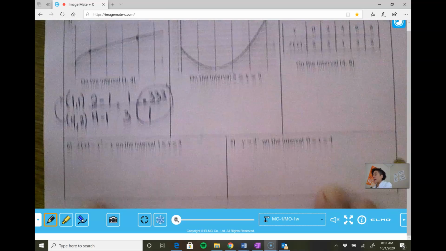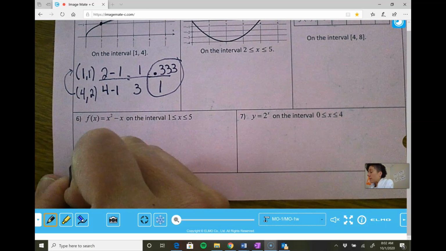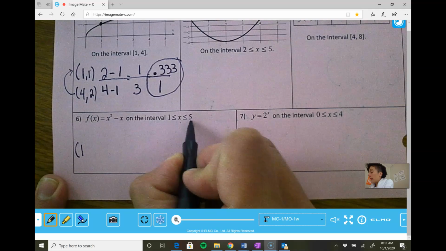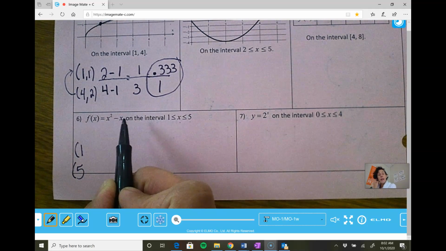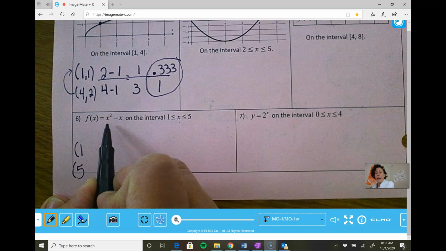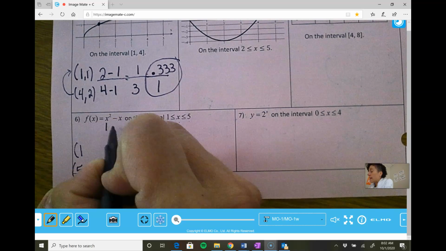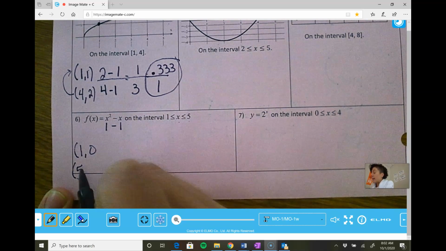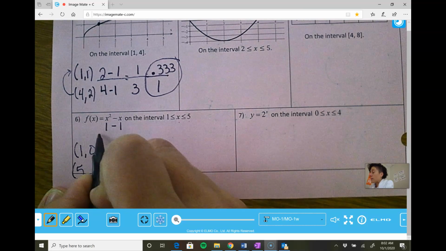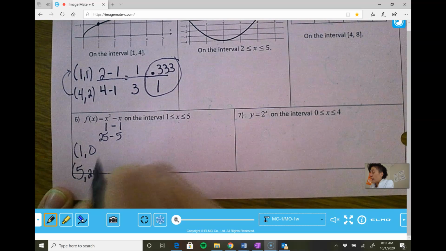So last one I'm going to do with you is 6. So again, I give you the x value, and I give you the other x value, and I'm going to have to use this equation to tell me the y value. So first I'm going to have to put 1 in here, and that means I'll be taking 1 squared, which is 1, subtracting 1 again, and that gives me 0. And if I put 5 in here, 5 squared is 25, take away 5, and I get 20.